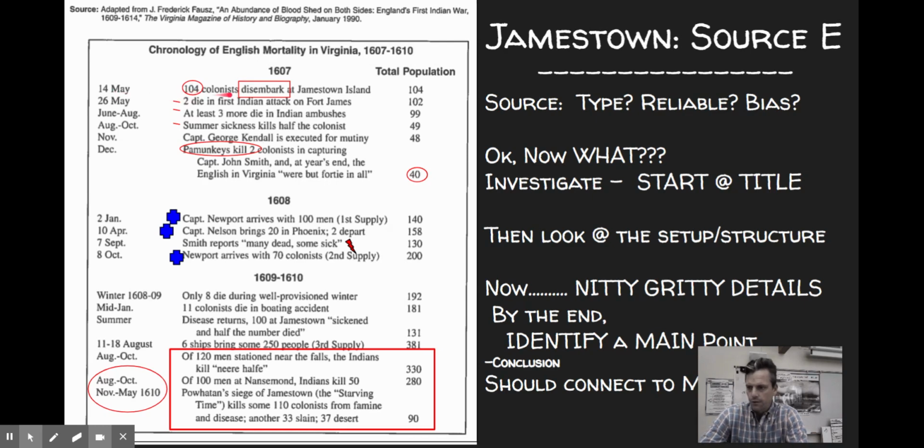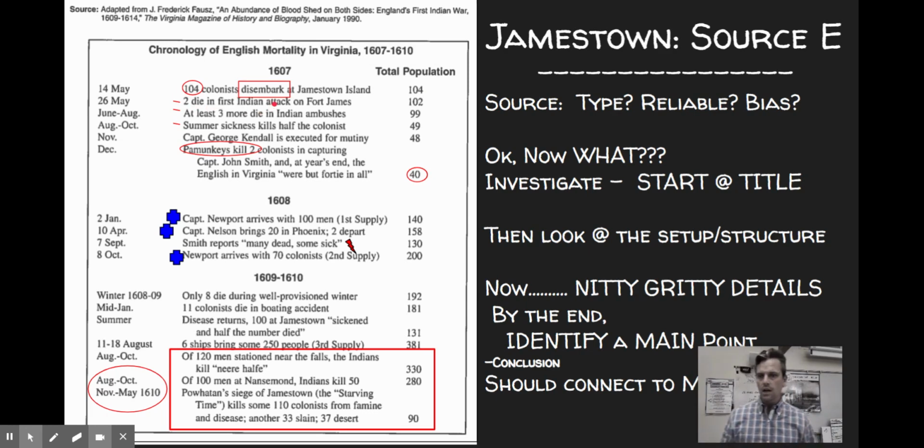14th of May. So that's when they first landed. Disembark, tough word, just means they got off their ship and they're going to settle at Jamestown. They're going to start building their new home. Remember, they start with a fort. That should tell you something. So total population right now is 104. Ooh, right away, 2 die in the first Indian attack on Fort James.